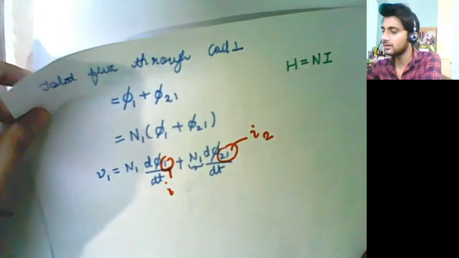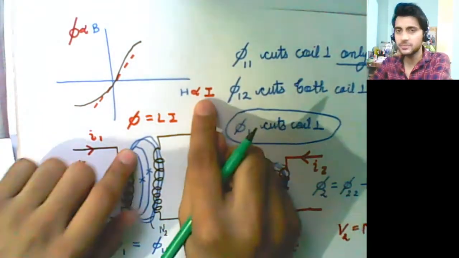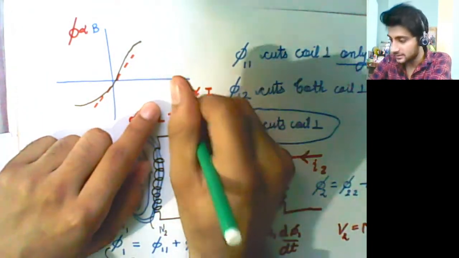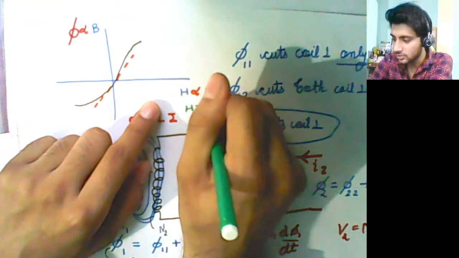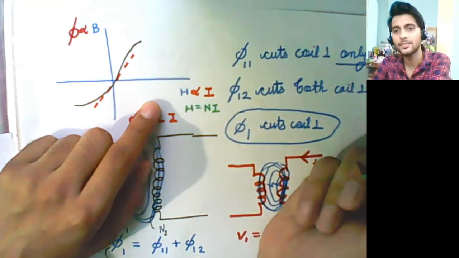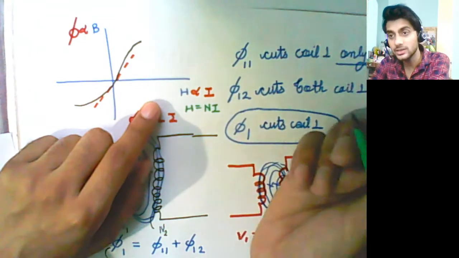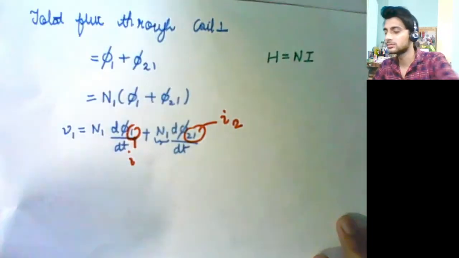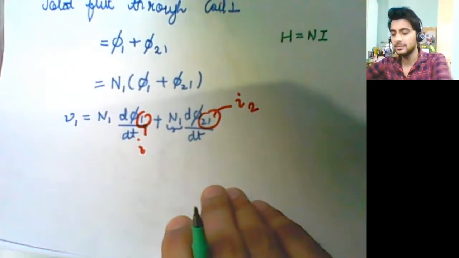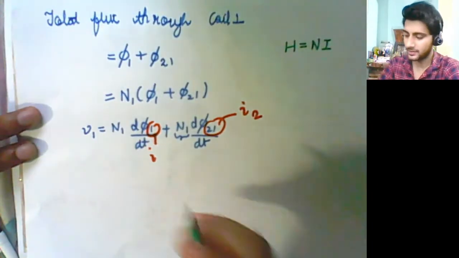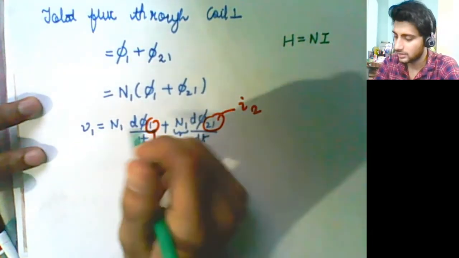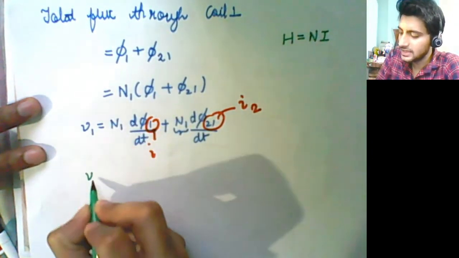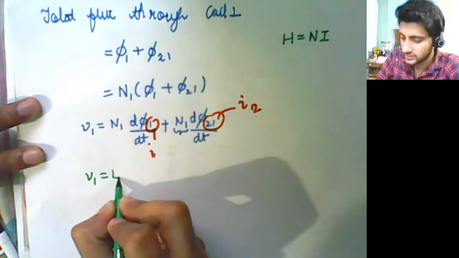Yeah, in this particular graph, I told you that H is proportional to I, but this is actually H equals Ni. So H is actually equal to the number of turns in the coil multiplied by I. Therefore, I can just replace such things with V1 is equal to self inductance.